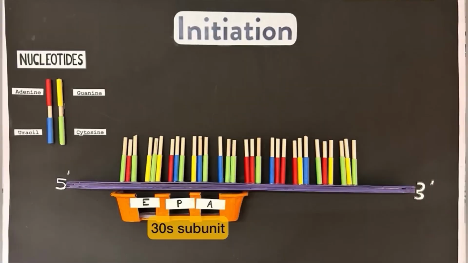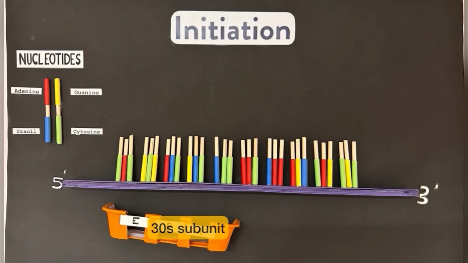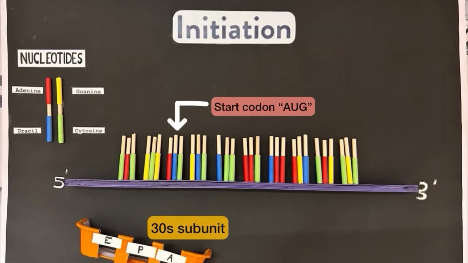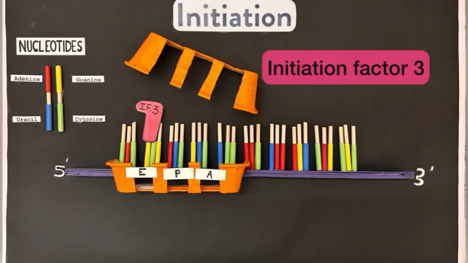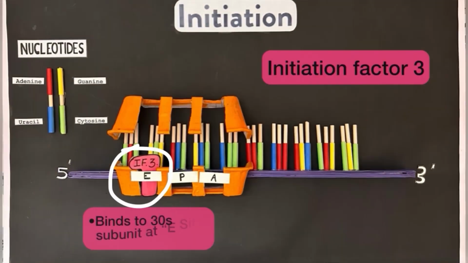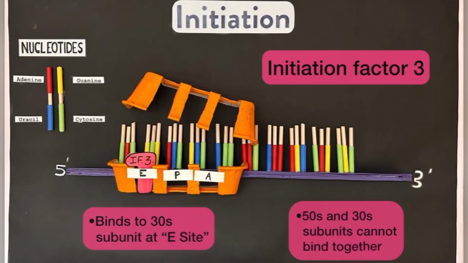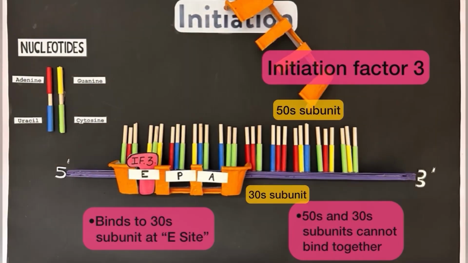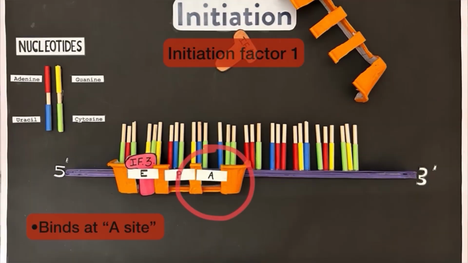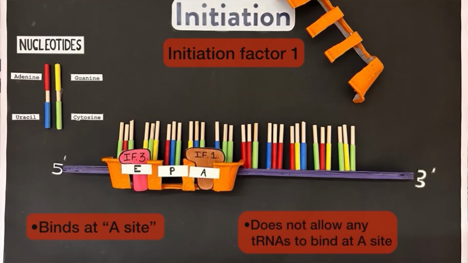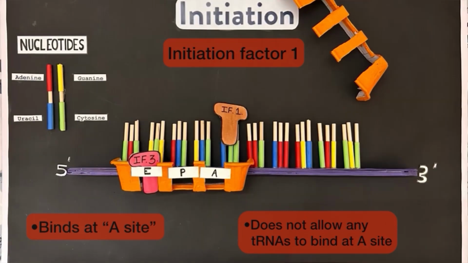It starts when the 30S subunit of the ribosome recognizes the start codon AUG on mRNA and binds to it. Next, initiation factor 3 binds to the 30S subunit at E site, hence not allowing 50S and 30S subunits to bind together. Then, initiation factor 1 binds to the acceptor site on the 30S subunit, hence not allowing any other amino acid tRNAs to bind at A site, thus saving place for elongation factor Tu.